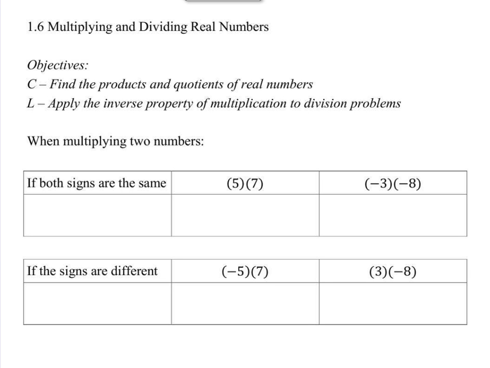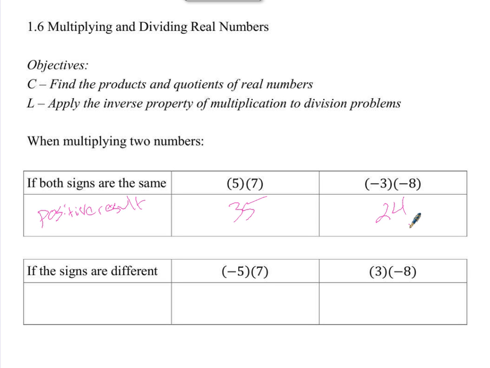When you're multiplying two numbers, if both signs are the same, what happens? You get a positive result. For example, positive 5 times positive 7 is positive 35. Negative 3 times negative 8 is positive 24. A negative times a negative is a positive.